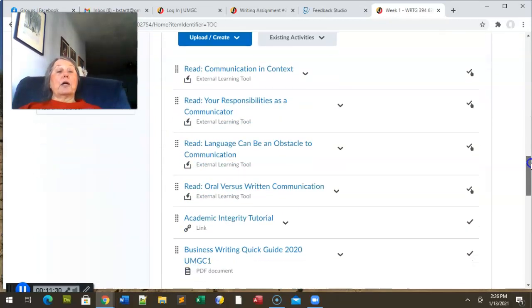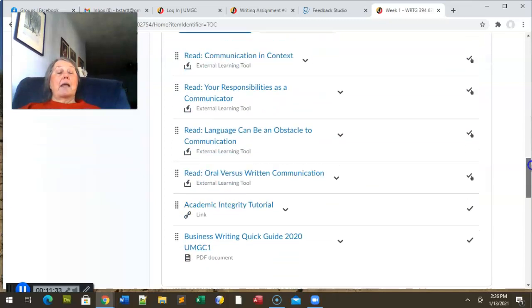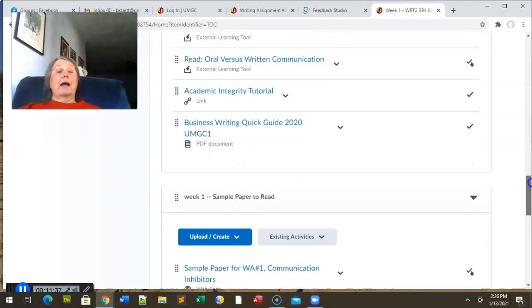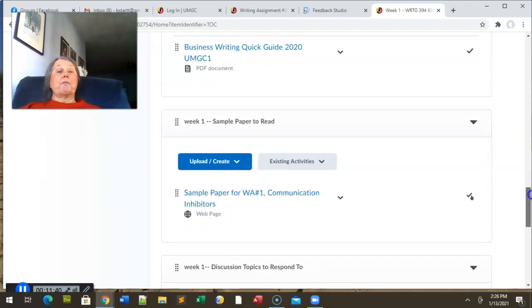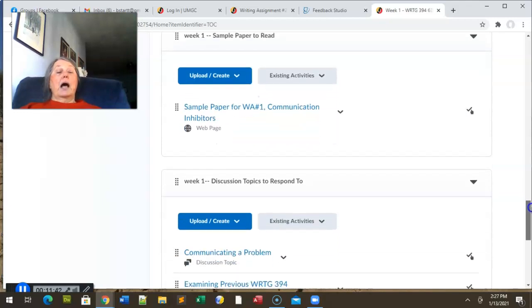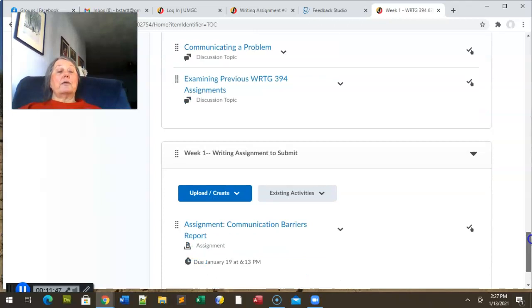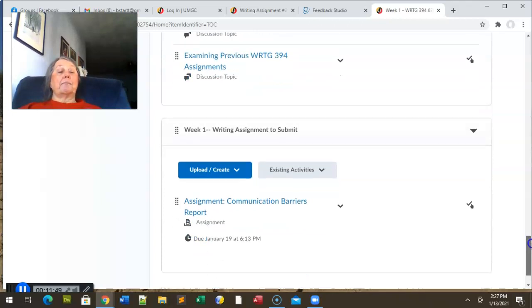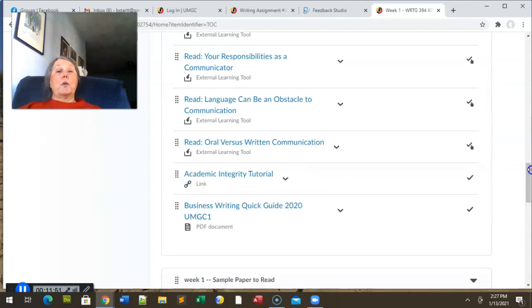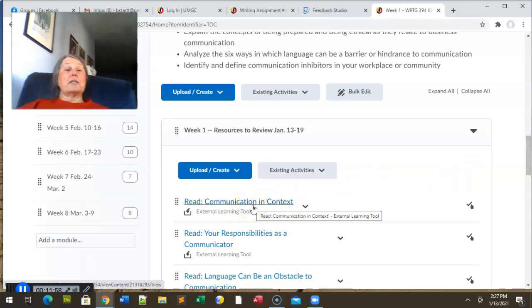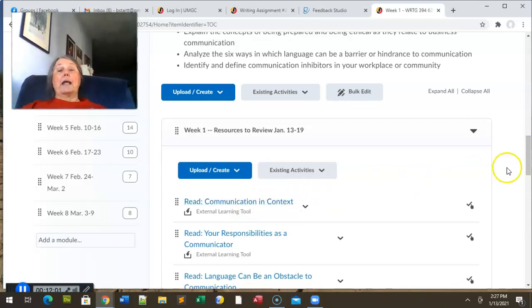And then you have a look, and here are some lessons that are being posted. You can open up each one and have a look. Here's your sample paper for paper number 1. Here are your discussion topics, and then your writing assignment. All right, and I'm not going to open up all of these, but do take a few minutes. You don't have to read them really closely, but you do have to at least go through them each week and make sure you've got an overview, taken a few notes.